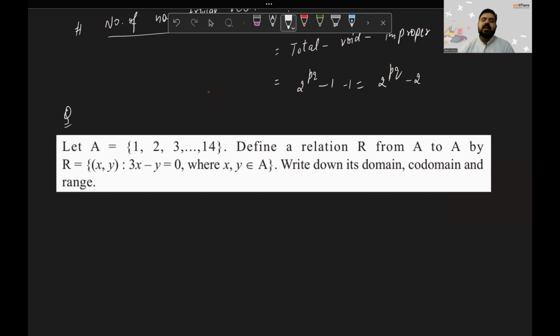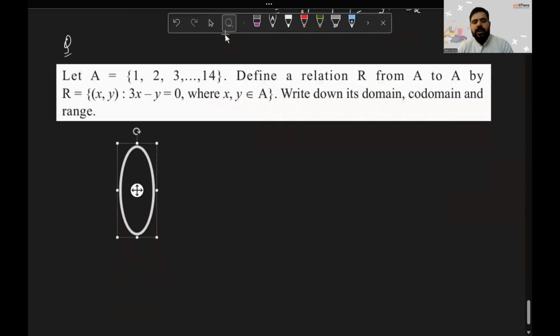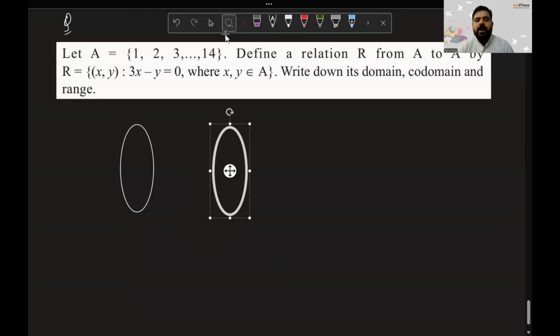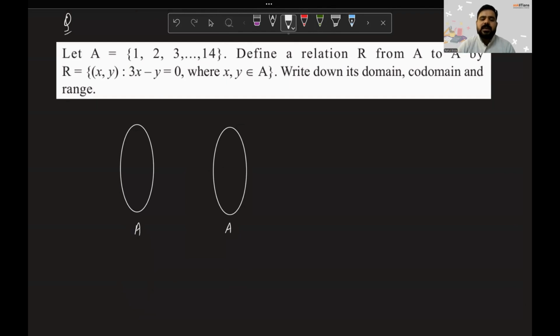The question is saying, let A be a set which is 1, 2, 3 up to 14. Yes, A is a set given to us where the elements are natural numbers from 1 to 14. Define a relation R from A to A. Yes, we can define this also. So I hope you are not getting confused that both the sets will have to be different. That's not always the case, right? So what exactly can we have here? We might be having the same set here. This is set A. This is set A.